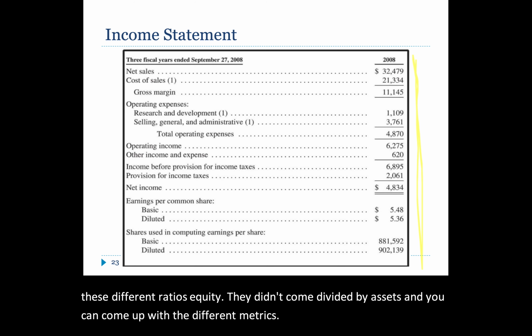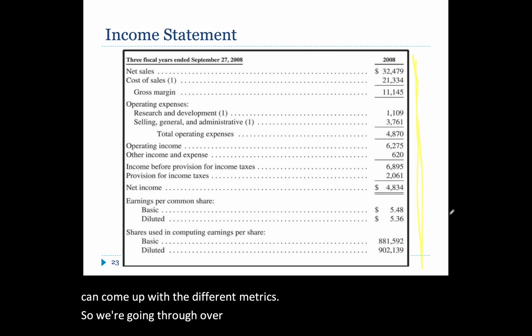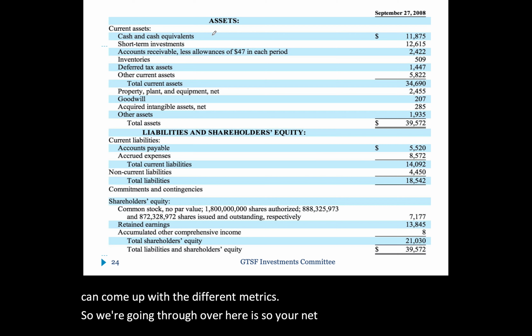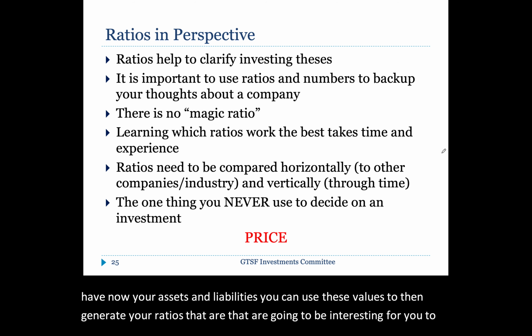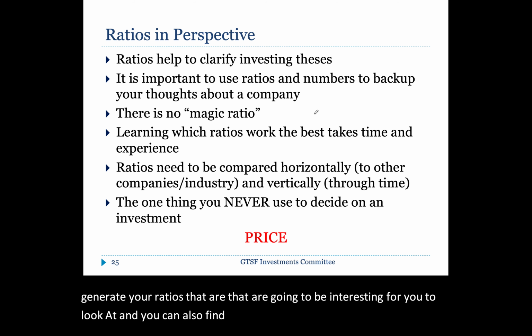So what we're going through over here is, your net income statement, you have now your assets and liabilities. You can use these values to then generate your ratios that are going to be interesting for you to look at, and you can also find these ratios through investor analysis.